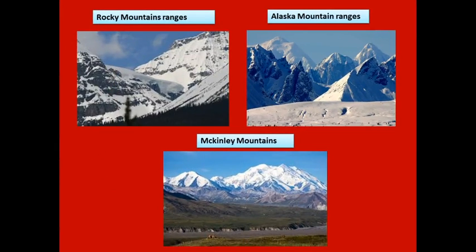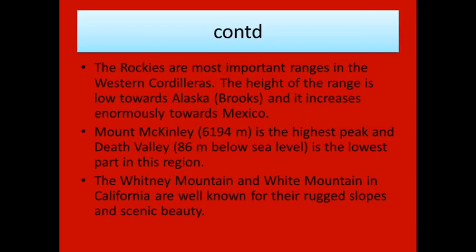Here you can see the pictures of the Rocky Mountain ranges, the Alaska Mountain Range, and the McKinley Mountains of North America. To continue with, the Rockies are the most important ranges in the Western Cordilleras. The height of the range is low towards Alaska and it increases enormously towards Mexico.